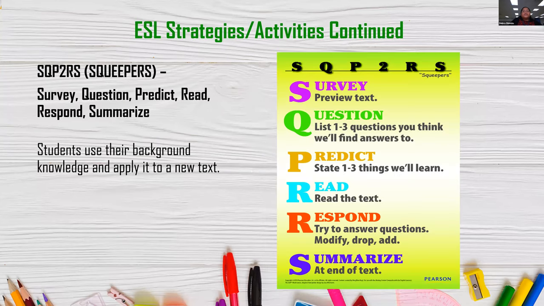There's also the SQP2RS, which stands for survey, question, predict, read, respond, and summarize. Again, this builds the background knowledge as it applies to the new text the students are reading. For the survey, they would preview the text. Questions, list 1 to 3 questions they think they'll find answers to. Predict, state 1 to 3 things they think they will learn. Read the text, respond, try to answer questions, modify, drop, add, and then summarize at the end of the text, because they should be able to have learned something by then.